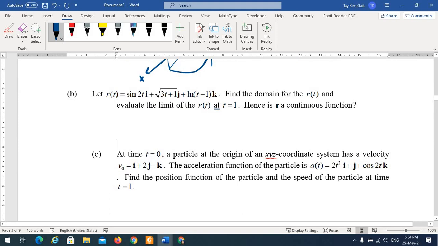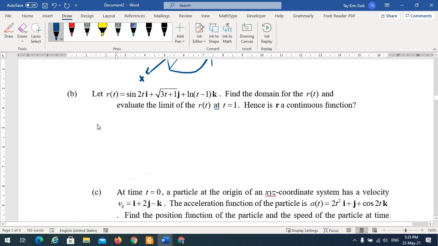For B, let r(t) equal sin 2t i plus sec 3t plus 1 j plus ln t minus 1 k. Find the domain for r(t) and evaluate the limit of r(t) at t equal to 1. Is r a continuous function at one?